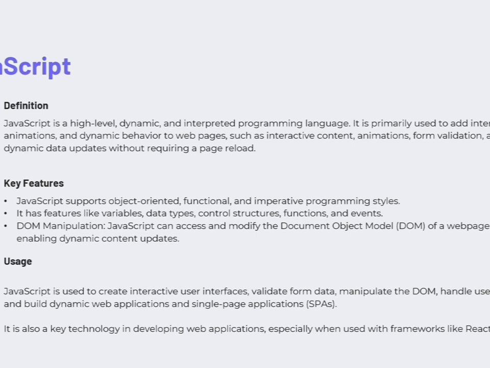Now see usage of JavaScript. JavaScript is used to create interactive user interfaces, validate form data, manipulate the DOM, handle user events, and build dynamic web applications and single page applications. It is also a key technology in developing web applications, especially when it is used with frameworks like React, Express, or Next.js.